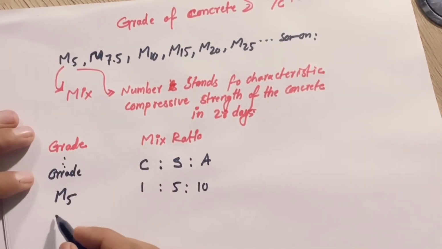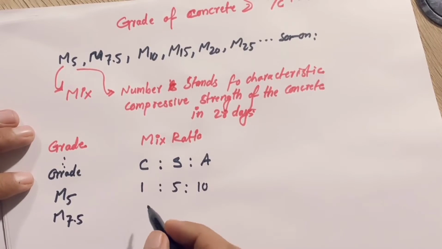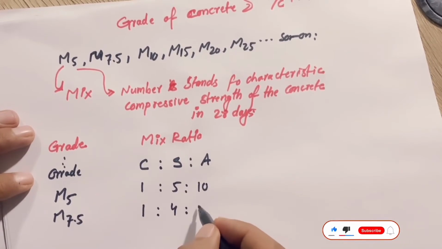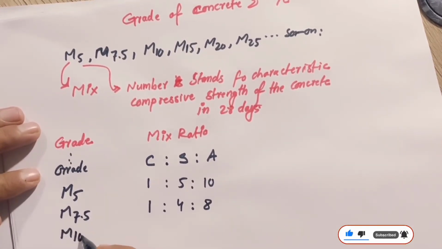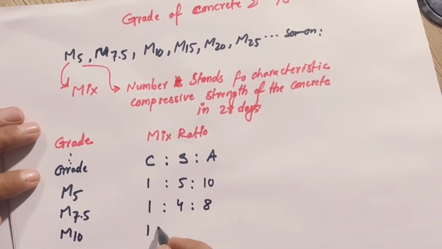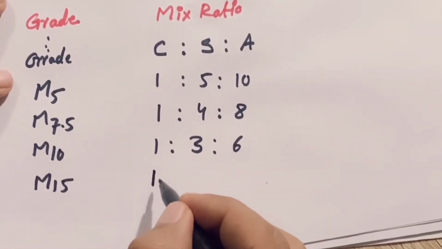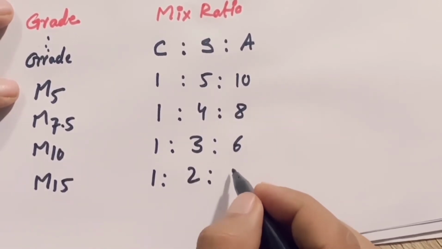For M7.5 it is 1, 4 and 8. For M10 it is 1, 3 and 6. For M15 it is 1, 2 and 4.